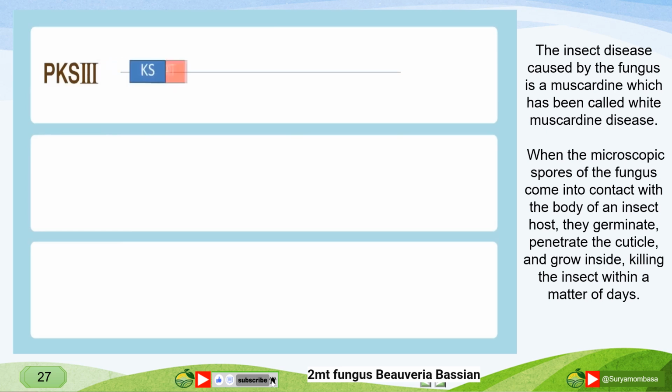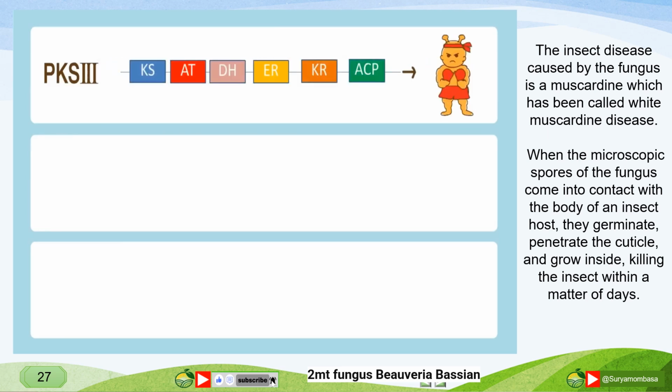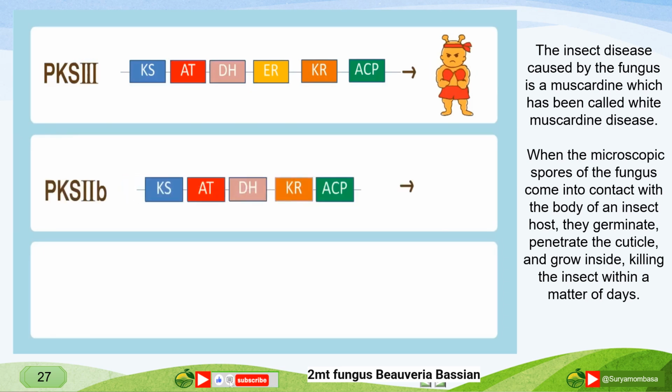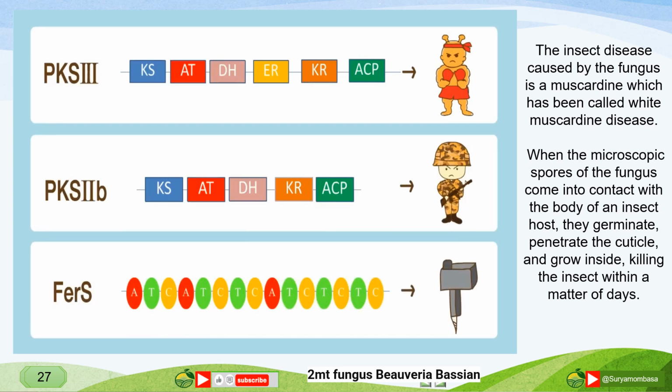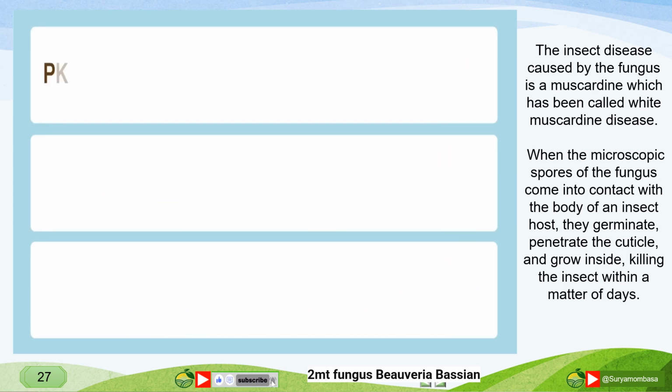PKS3 consists of ketosynthase, acyltransferase, and acyl carrier protein, the 3 principal domains. PKS2b is similar to PKS3 except it does not contain the enoyl reductase domain. The non-ribosomal peptide synthetase, FER-S, is arranged in a modular structure. Each module consists of adenylation, thiolation, and condensation domains.